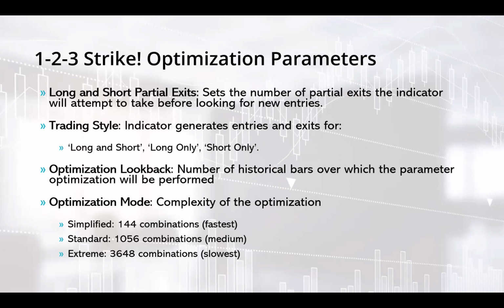But perhaps you're not rushed, or perhaps you only trade one particular symbol that you're interested in, so you can wait a bit longer. Then you can use these 2 optimization modes, standard or extreme. So standard tests roughly 1000 different combinations, and extreme tests almost 4000 different combinations, which is also the slowest mode to be tested.